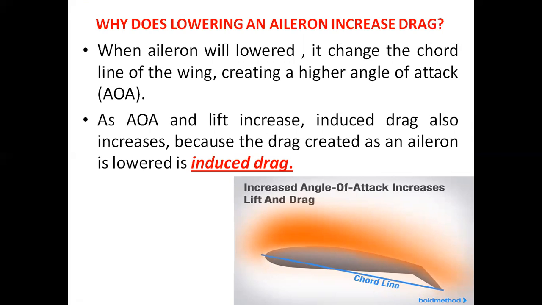So if the aileron is deflected downward, it will increase the camber. Now the wing will produce maximum lift, at the cost of maximum induced drag.